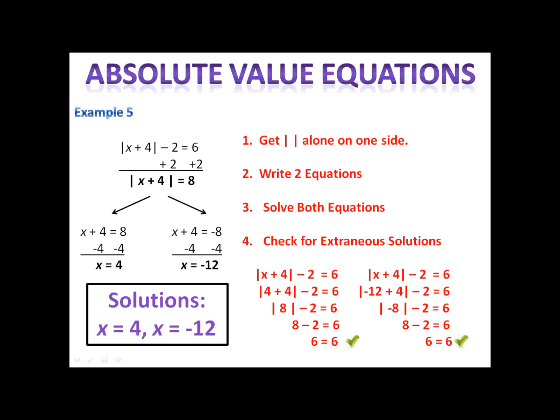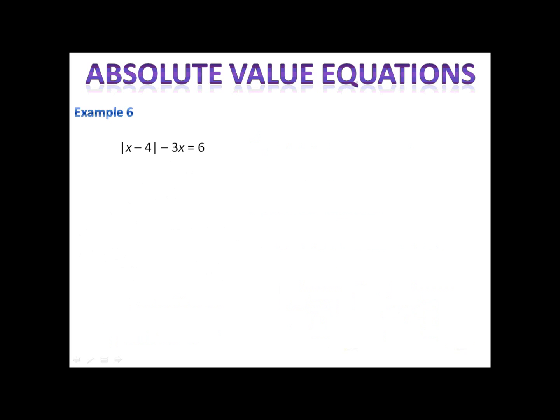On example 6, I'm going to just get you started a little bit and then leave the rest for you to do. Again, we need to make sure our absolute value is alone, but notice it's not. We have the absolute value of x minus 4 minus 3x. We need to get that 3x to the other side. So we begin by adding 3x to both sides. That gives us the absolute value of x minus 4 equals 3x plus 6.